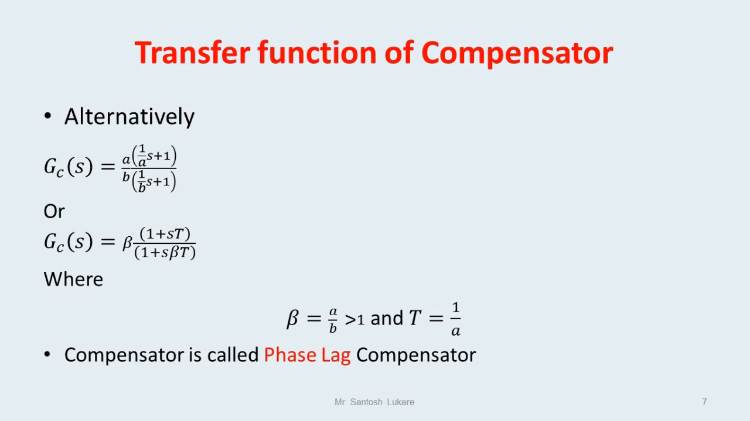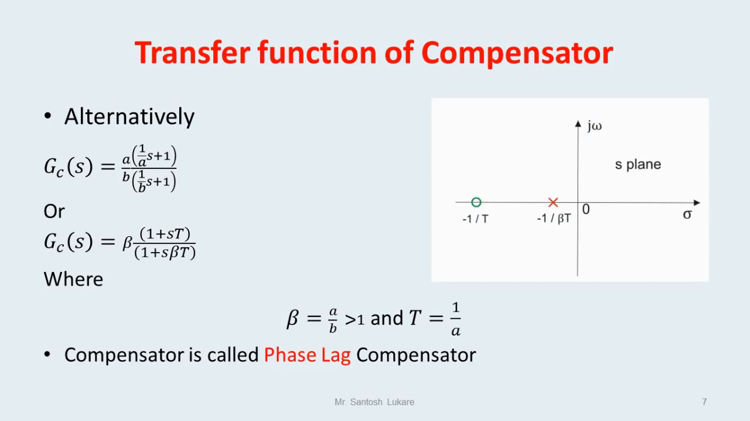Such types of compensation network or compensators are called phase lag compensators. By equating the transfer function's numerator and denominator polynomial to 0, we can have the new pole zero diagram in terms of the time constant T and amplification factor beta as shown in the figure. So the zero is indicated with minus 1 upon the time constant, and the pole is indicated as minus 1 upon beta times the time constant T. So this is about the transfer function and the pole zero diagram of the typical phase lag compensating network.